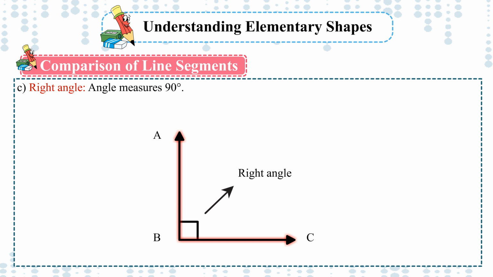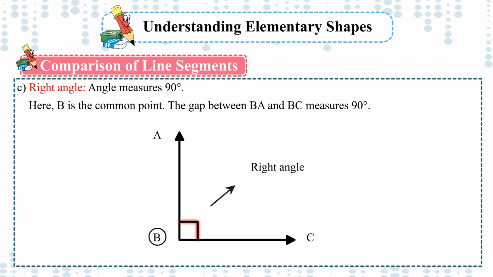C. Right angle. Angle measures 90 degrees. Here, B is the common point. The gap between BA and BC measures 90 degrees.